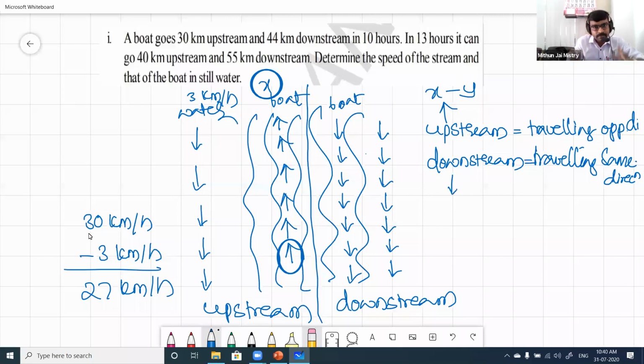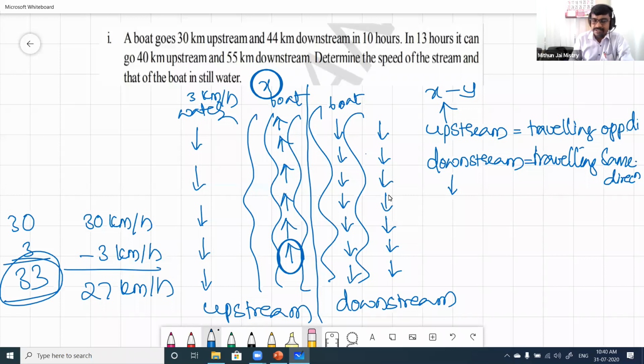And downstream, now come to this boat, this side. Now you are traveling in this boat along with the direction of the water. So the water is flowing this way and the boat is also going in the same direction. Then if you are sitting on the boat, you will feel as if the boat is moving at more speed. If the boat speed is 30 and the water speed is 3, then you will feel as if the boat is going at 33 kilometers because it will catch even the speed of water also.